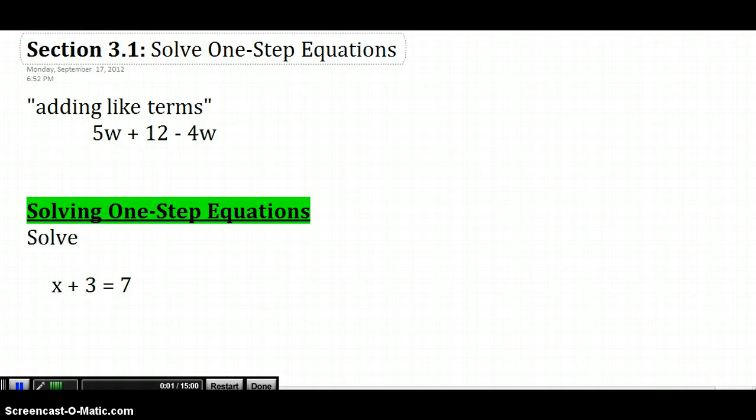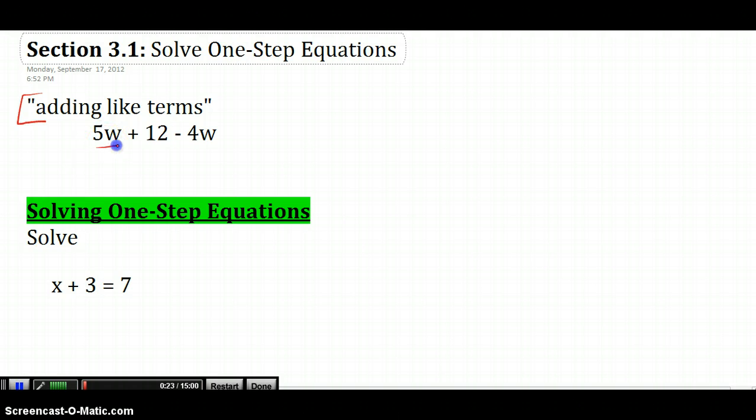Section 3.1 is on solving one-step equations. Before we start solving equations, let's look at what we've done in the past. You have done in the past what we called adding like terms. So you had an expression like 5w plus 12 minus 4w, and the directions said simplify. And what you did was add like terms.